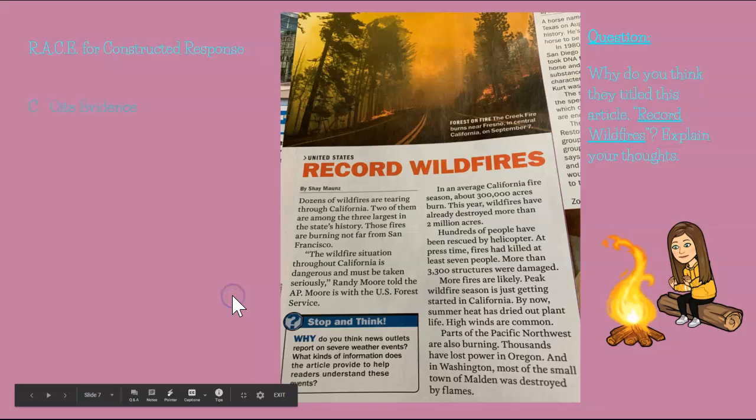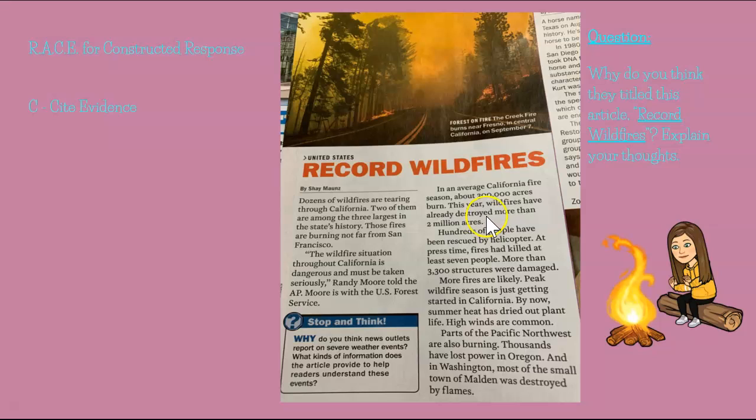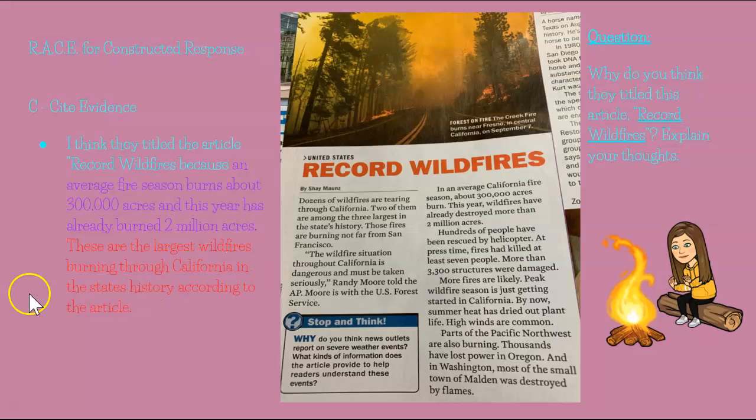Okay, so next is C. I need to cite my evidence. Kind of just like when I answered the question, I cited evidence. I need to cite more evidence to help explain and give more evidence to my answer. Okay, so right here, this is my reword, this is my answer, and here in red is my citing the evidence. It says, these are the largest wildfires burning through California in the state history, according to the article.